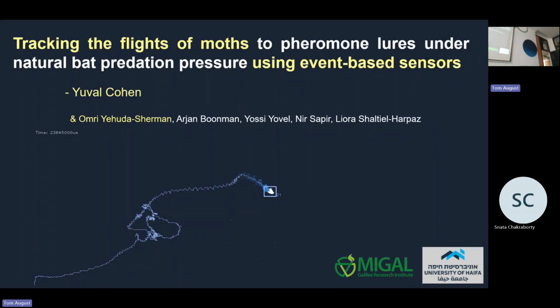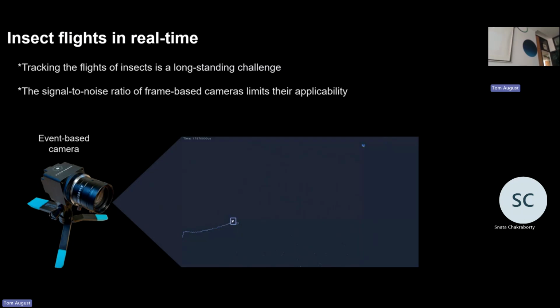Hi, everybody. I'm Yuval. I'm a PhD student at Haifa University, and I'll be talking about tracking the flights of moths to pheromone lures under bat predation pressure using event-based cameras. So tracking insects in flight is a long-standing challenge, especially because separating the insects from the background is a challenging task with frame-based cameras. But event-based cameras operate differently. They only capture movement. So therefore, they are ideal for tracking small, fast-moving objects like insects.